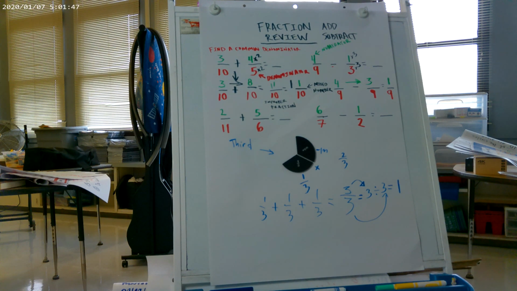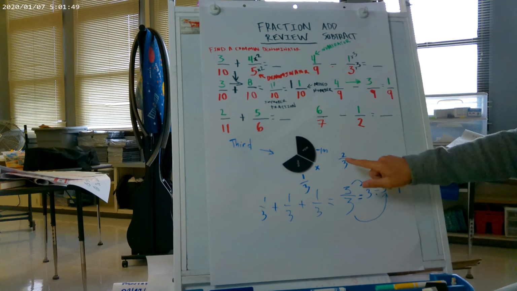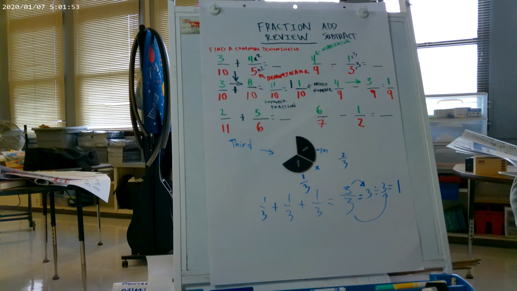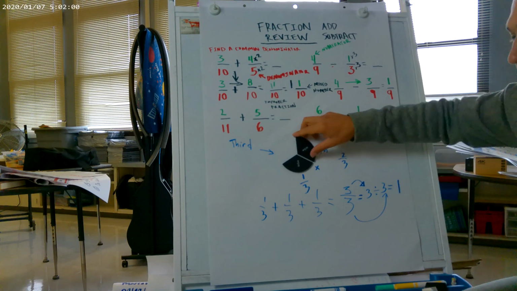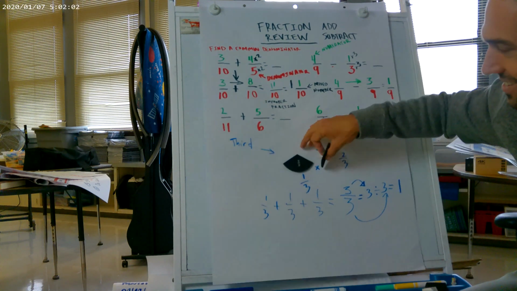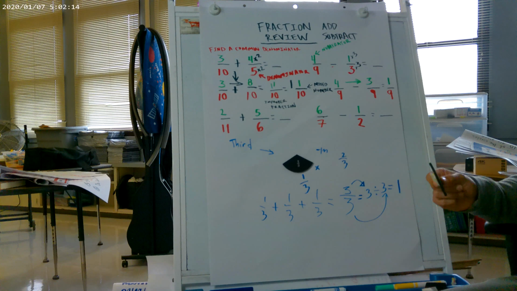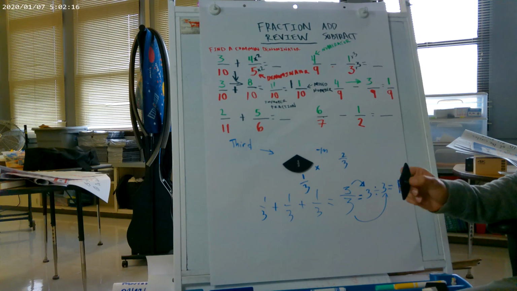Not quite. It'll actually be how many thirds? 2/3. 2/3 left of the pizza. Okay? If I take another third away because I'm super hungry, it'll be 1/3 remaining. Okay? That's why the denominators do not change when we add and subtract.